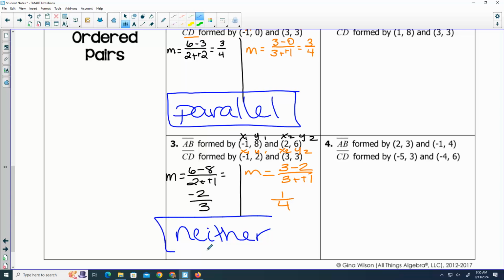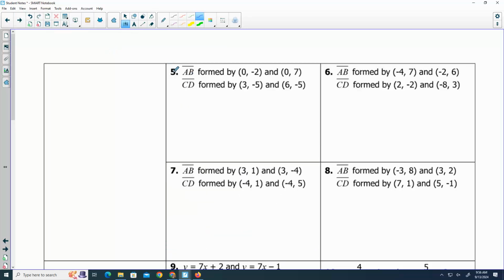They're not parallel, they're not perpendicular. It's just two other lines that intersect somehow, but not at a right angle. I want you guys to try the next couple. So do 5 and 7.